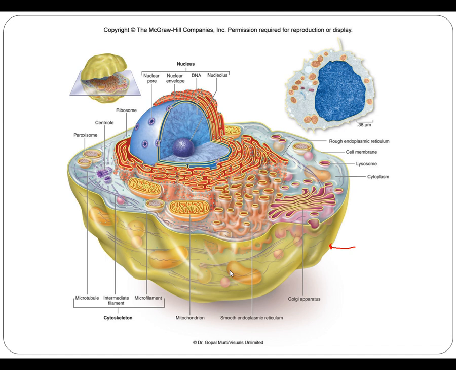You can call it the cell membrane, or you can call it the plasma membrane, but you should not call it the cell wall. A cell wall is characteristic of plant tissue. Our cell membrane is made up of what type of molecules? What kind of molecules make up a plasma or cell membrane? Primarily, the bulk of the membrane is a what?